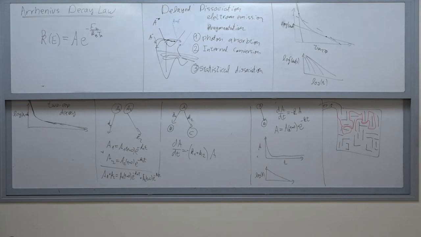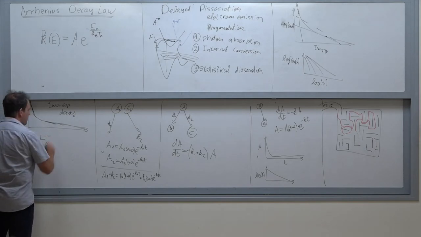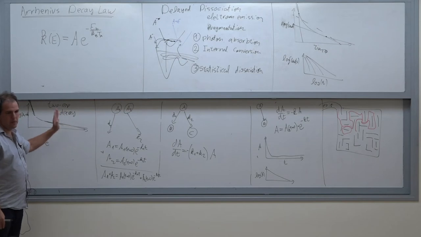An example of a two-exponent decay is if you make a molecule called helium minus. Helium minus only has two states. Okay, it has the ground state and the excited state, and then it decays. Its decay looks like a perfect two-exponent.